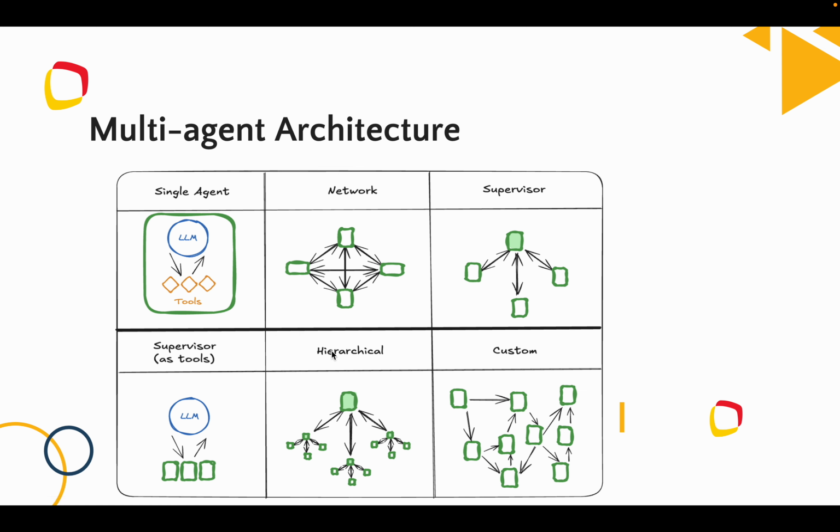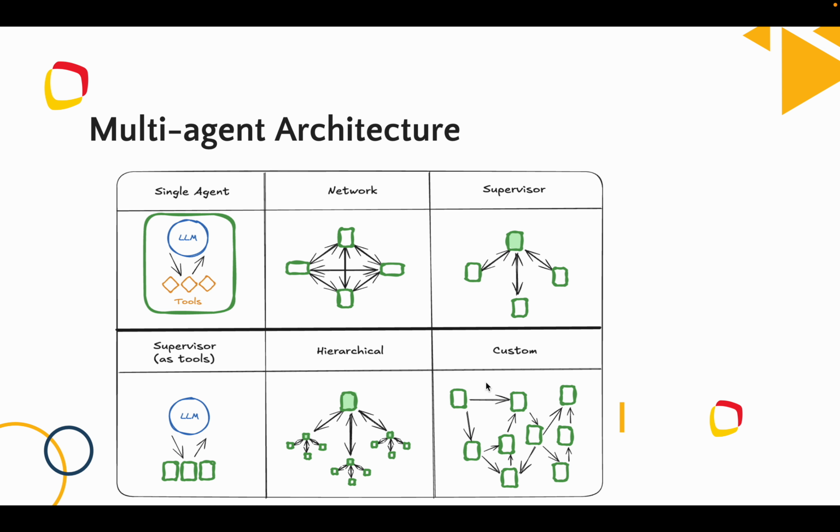Another is the hierarchical architecture. In hierarchical architecture we can see the structure here, right? We have supervisors of supervisors. So this is a supervisor, here we can see a supervisor, and here also we can see a supervisor. In this way the workflow will move on.